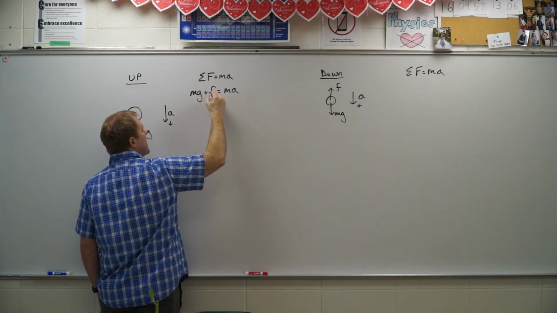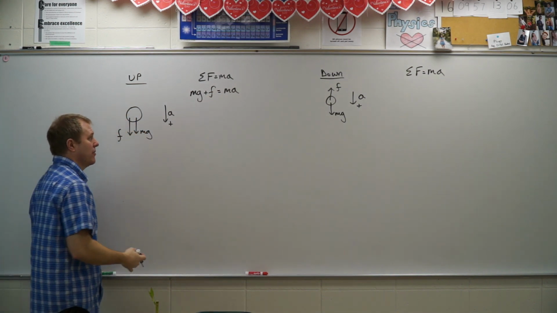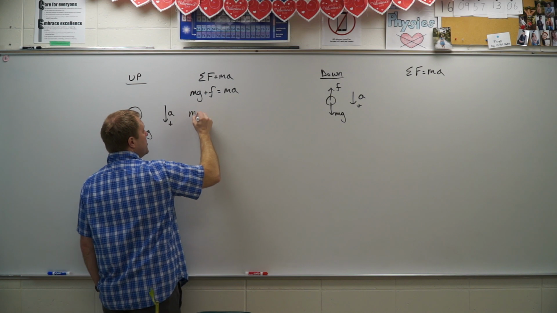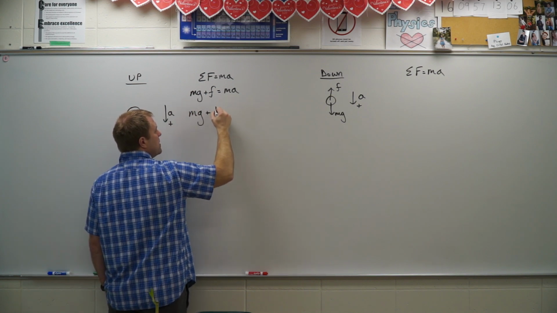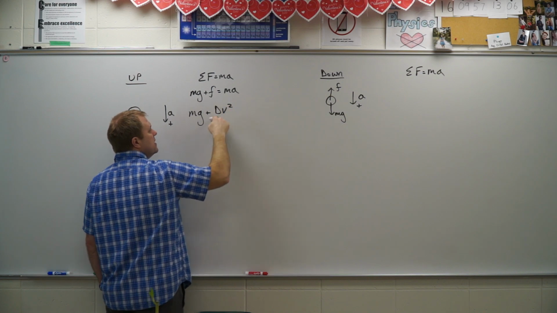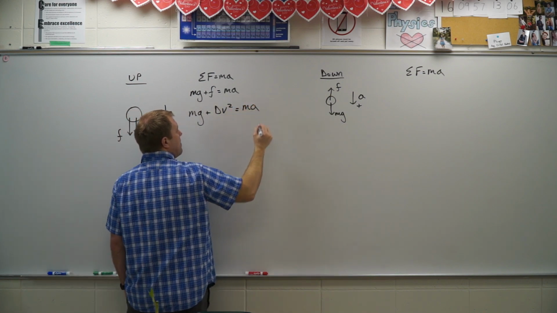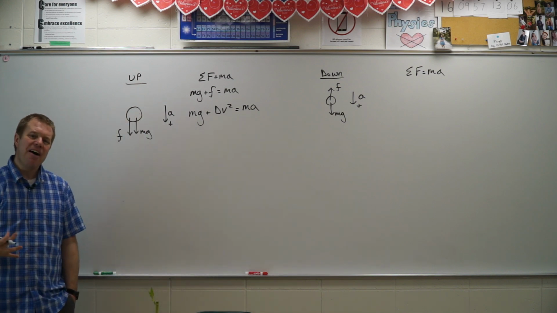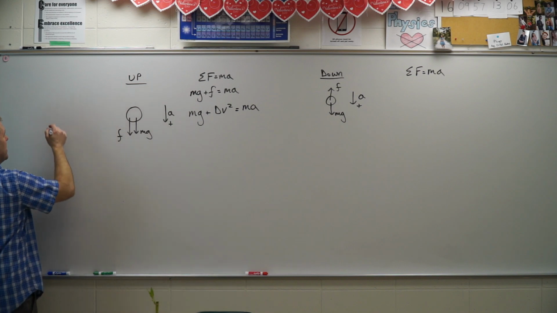Now I've chosen down as my positive direction because that's the direction it is accelerating in. They also told me that this force, this air resistance, is proportional to v squared. So I'm going to put in my dv squared, where d is a constant here. And they told me that v is half the terminal speed. So I am going to have to figure out the terminal velocity here.